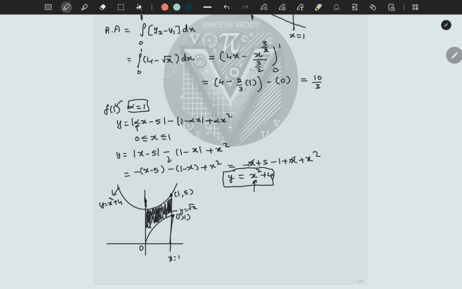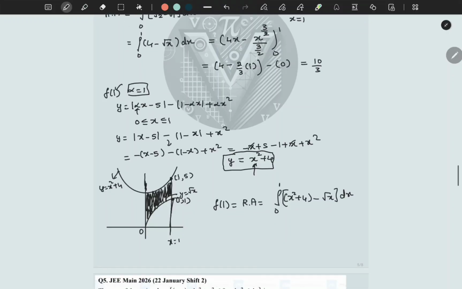So after this point, these two parabolas may intersect, but we are not interested in that. So we are simply finding out the area. So f of 1 will be the required area, which will be the integral from 0 to 1, right? The upper curve is anyways y dx, that is x square plus 4, and the lower curve is root x simply. So we need to just integrate this. We will be getting the required answer. So this should be x cube divided by 3 plus 4x minus, I think this should be 2 by 3 x power 3 by 2.